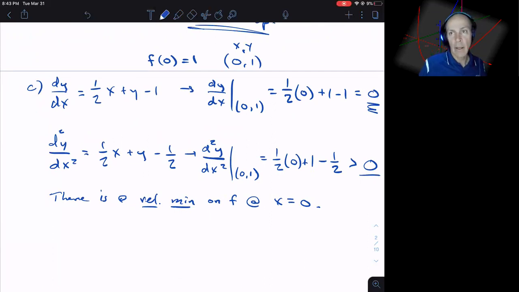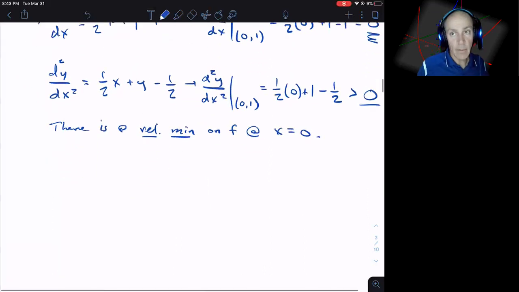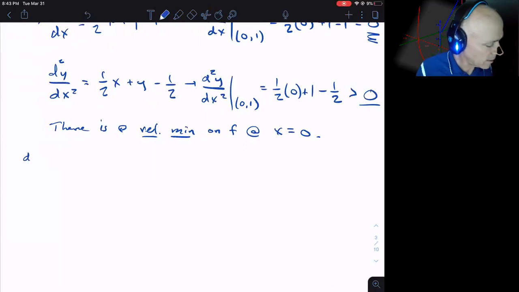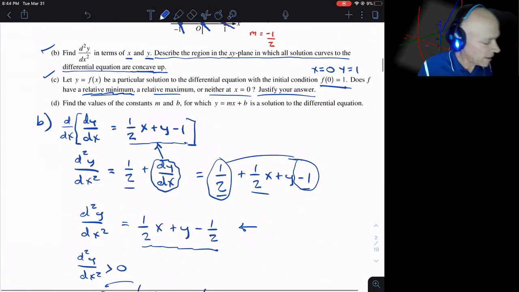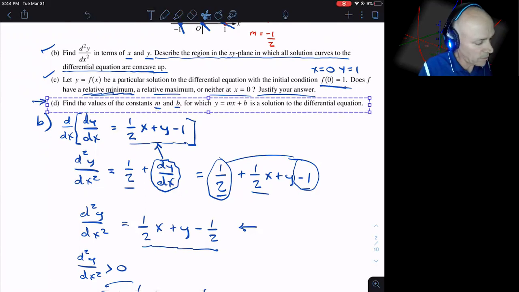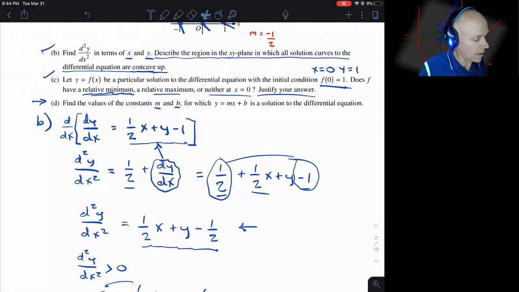Okay. All right. Part D, last part here. This one says, find the values of the constants m and b for which y equals mx plus b is the solution to the differential equation. Okay, so let me copy this down below. Have something to look at.